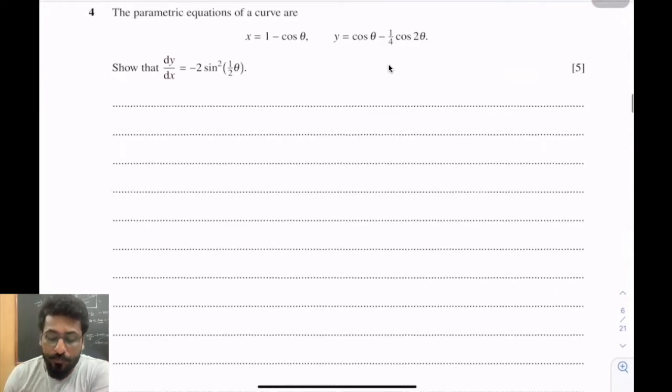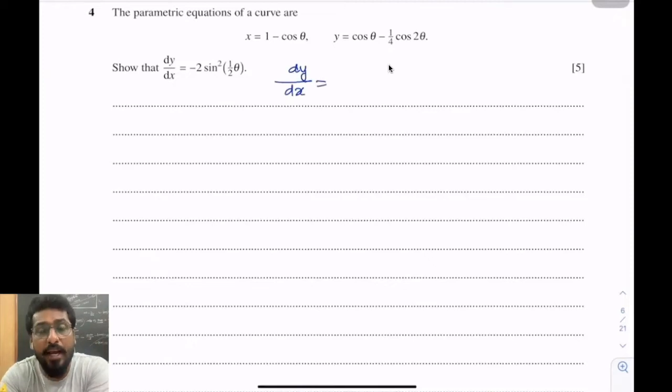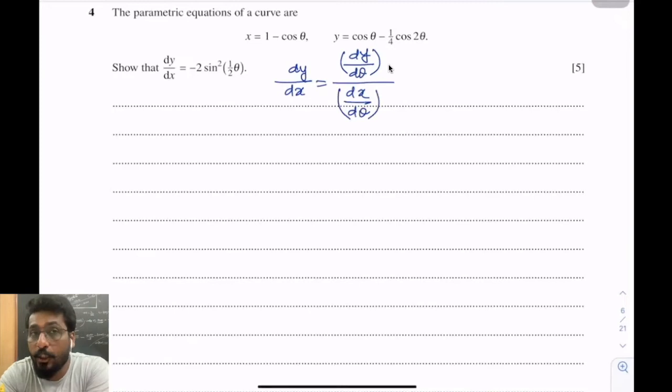Okay, students. So x is given to you as 1 minus cos theta, y is given as cos theta minus 1 upon 4 cos 2 theta, and you are asked to get dy upon dx. You know what parametric differentiation is, right? If I want to get dy upon dx, and both x and y are parametric equations of the variable theta, then dy upon dx is given by dy upon d theta whole divided by dx upon d theta. Isn't that true? So I am going to get dy upon d theta and dx upon d theta, and then place them into this differential coefficient, dy upon dx.